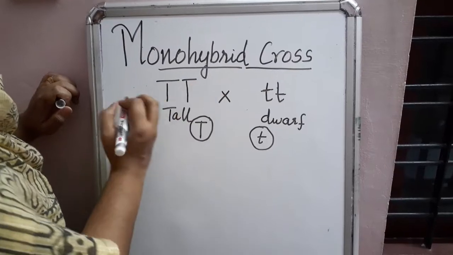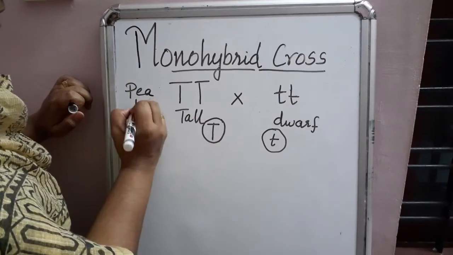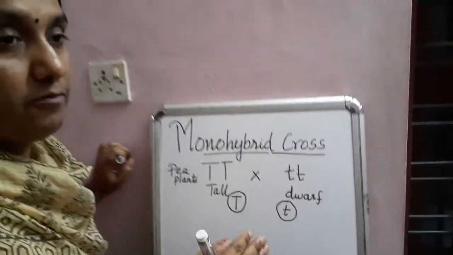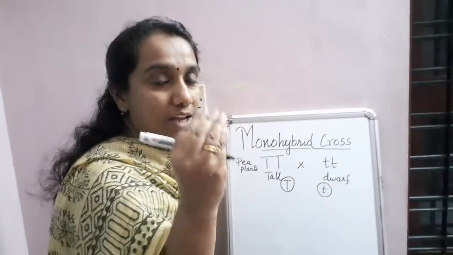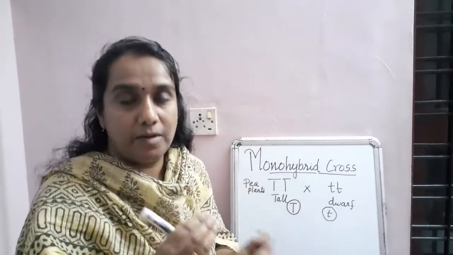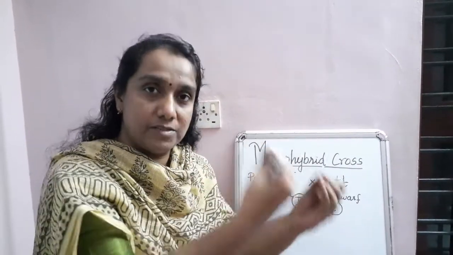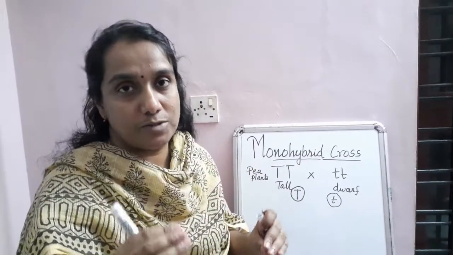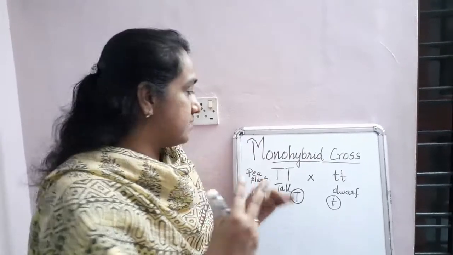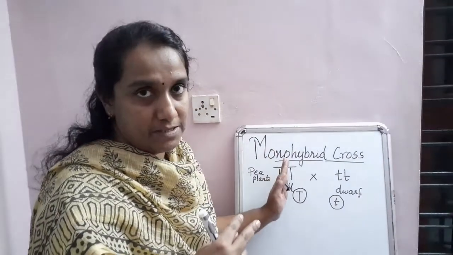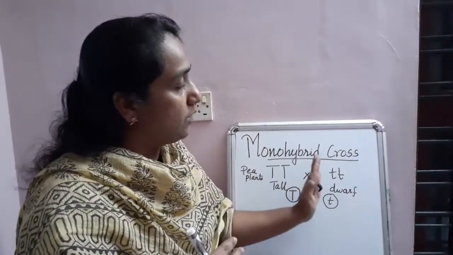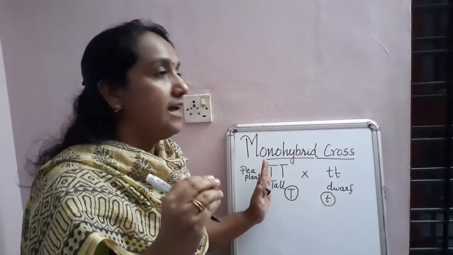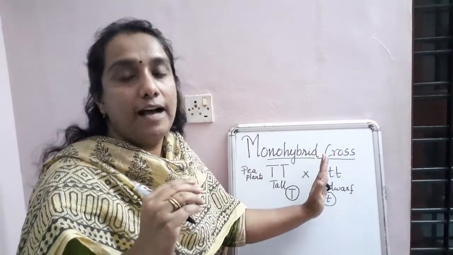These are both pea plants. Crossing means cross pollination. He took the pollen grains from one flower and transferred them to the stigma of another flower. That is known as cross pollination. So he took two plants, one capital T, the tall plant, and one dwarf plant. Then he took the pollen grains from this and transferred them to the next plant.